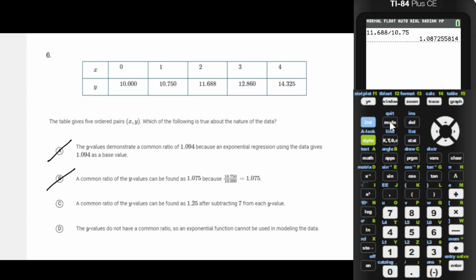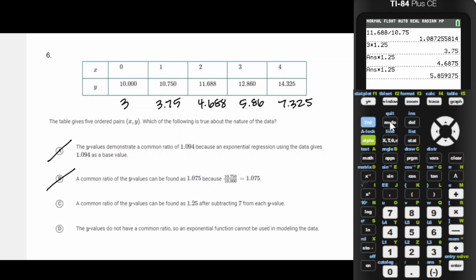So if I subtract 7 from each y value, I'd have 375. Okay, subtract 7, that would be 4,688. Subtract 7 would be 586. Subtract 7 would be 7,325. And what I'm going to do is start with multiplying 3 by 1.25. I'm going to get 3.75. And I'm going to multiply the answer by 1.25 again, and then keep doing that.